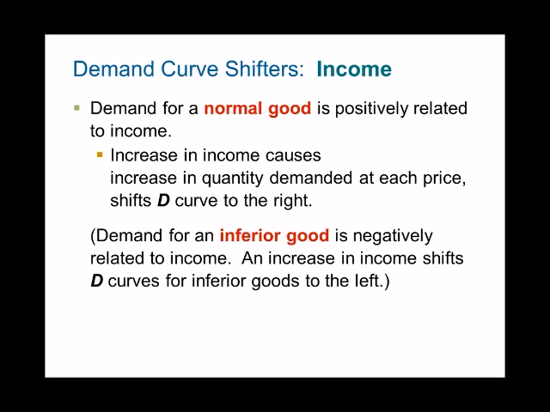One example is ramen noodles. Ramen noodles are considered to be an inferior product. So as income goes up, we tend to eat less ramen noodles, so the demand for ramen noodles will shift to the left. If income decreases, we might want to eat more ramen noodles because they're cheaper, so the demand for ramen noodles will shift to the right.